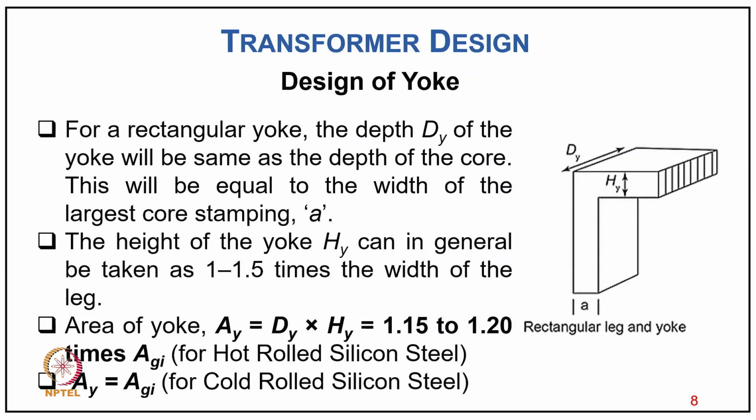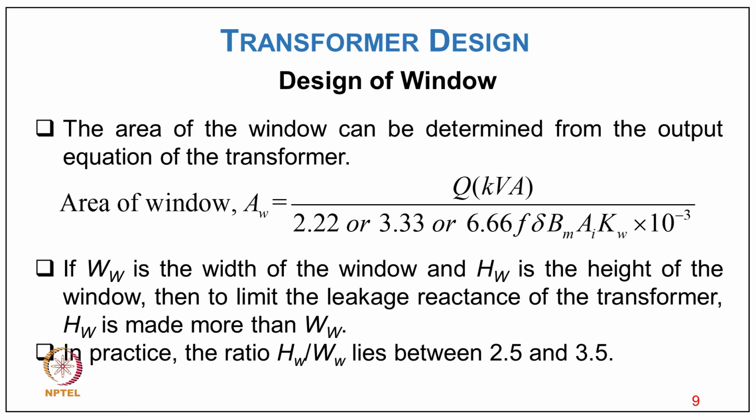Now coming to its design, as per the dimensions given here, the height of the yoke is hy and the depth is dy. For a rectangular yoke, the depth dy of the yoke will be the same as the depth of the core, equal to the width of the largest core stamping A, and the height of the yoke hy can in general be taken as 1 to 1.5 times the width of the leg. The area of the yoke, Ay equal to dy into hy, is 1.15 to 1.2 times Agi for hot rolled steel, and normally Ay equals Agi for cold rolled grain oriented steel, which you use for assembling the yoke as well as the core with laminations of this material.